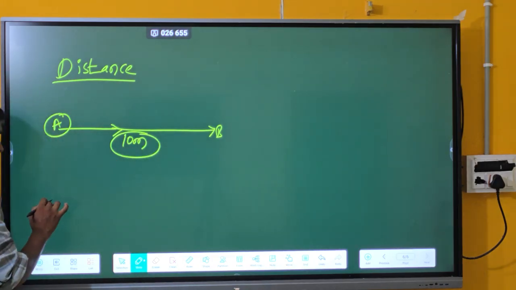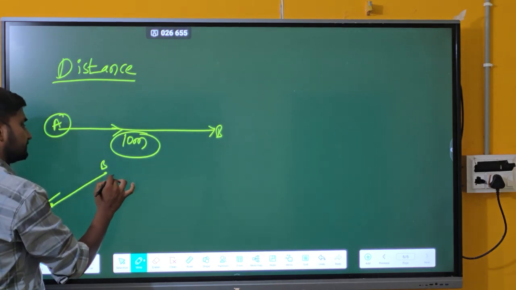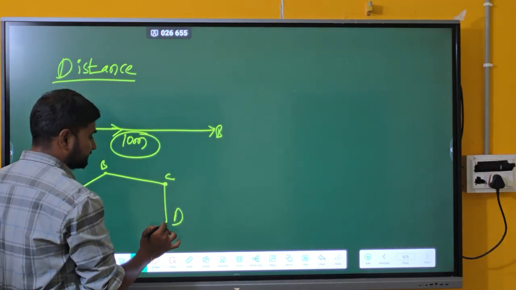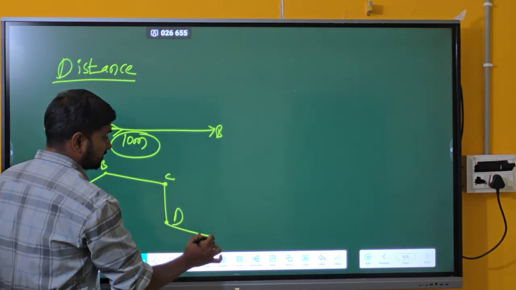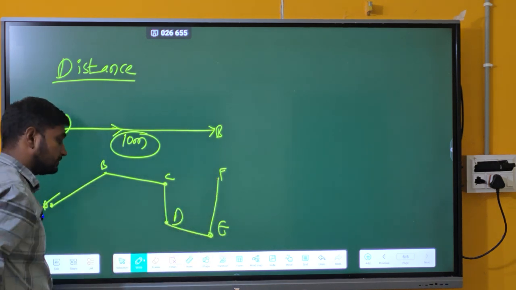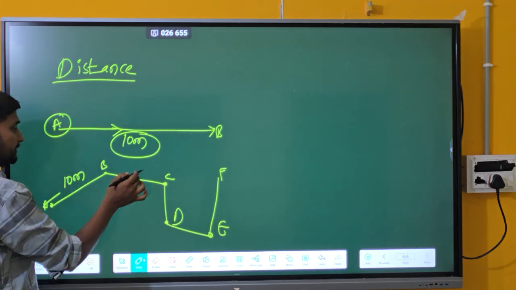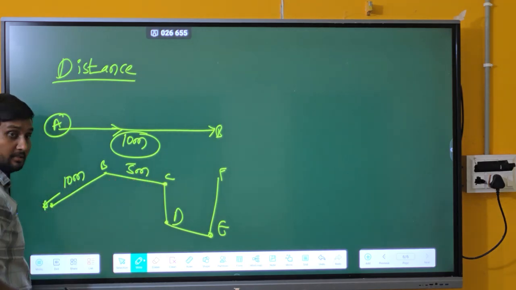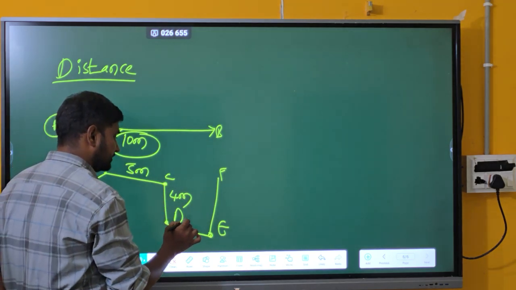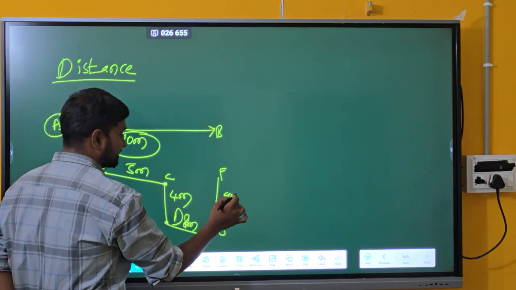Again, the body travels from A to B, B to C, C to D, D to E, E to F. A to B is 10 meters, B to C is 5 meters, C to D is 4 meters, D to E is 8 meters, E to F is 9 meters.